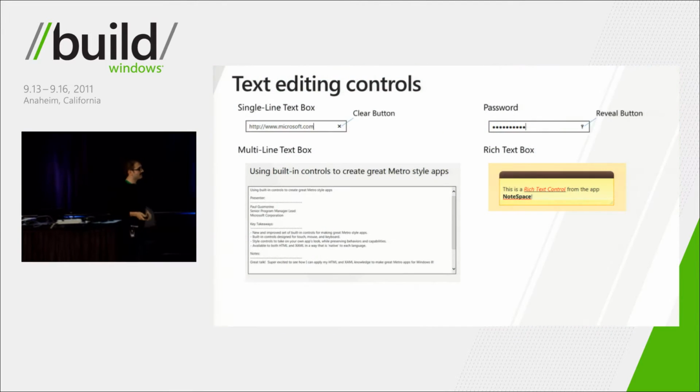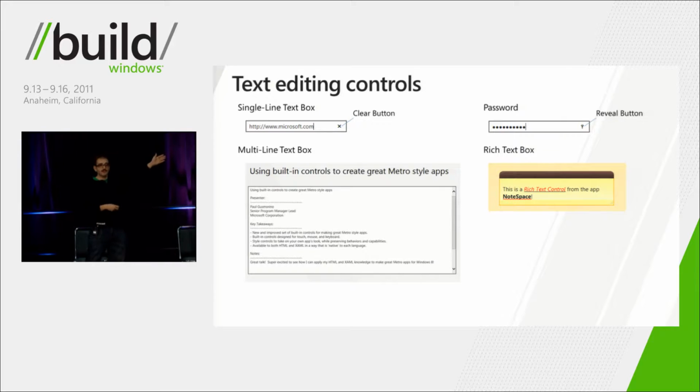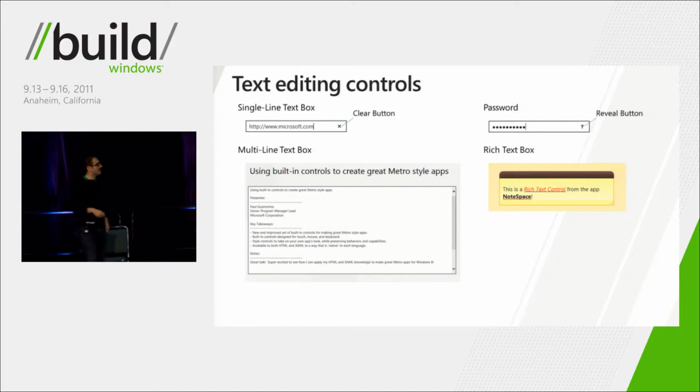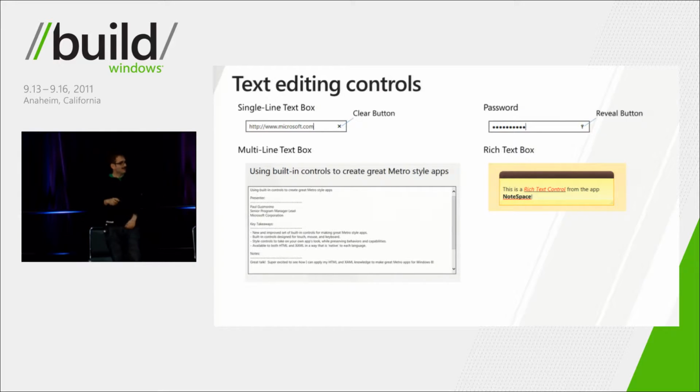So we have a set of text editing controls. We've got a plain text box in a single line mode and a multi-line mode. We've also got a password box, and we've got a rich text box. With the rich text box, you can take advantage of the typographic features of Windows and have different font faces and font sizes and font widths and colors and all that kind of stuff. In the plain text boxes, it's just plain Unicode text.